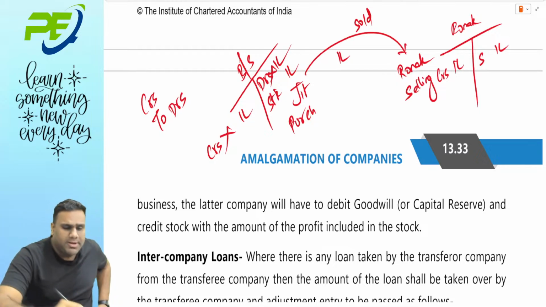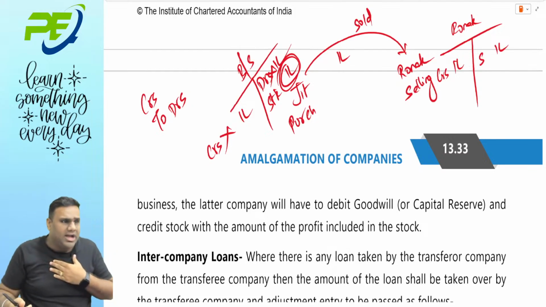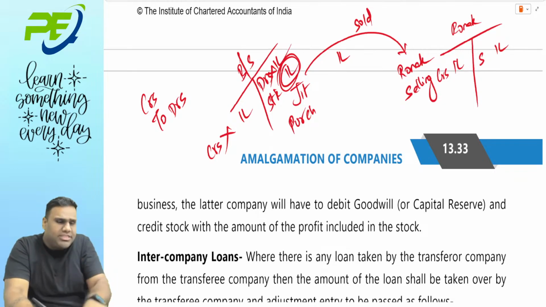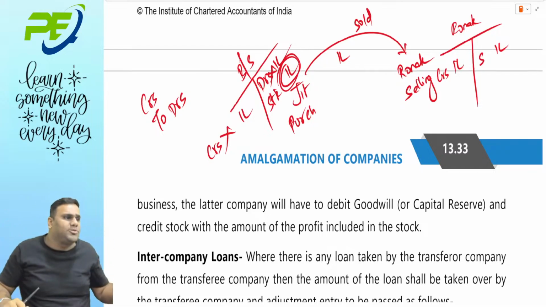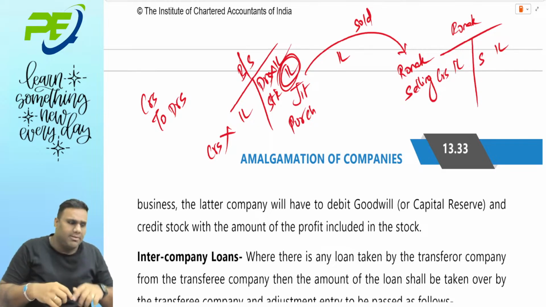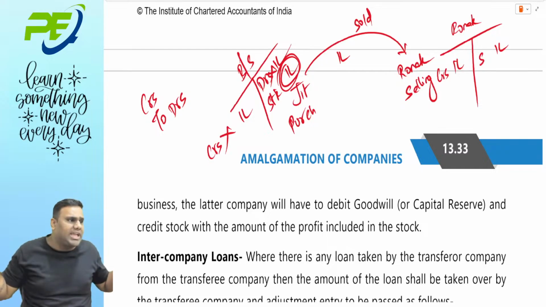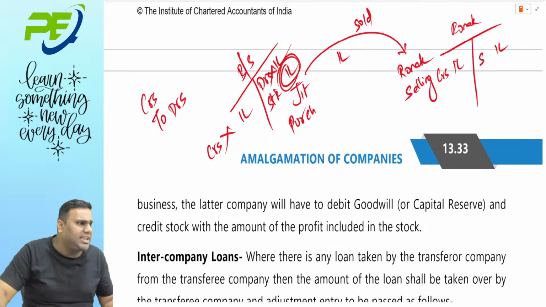Now, the next problem: stock of 1 lakh. When I sold stock to Ronak, I would have sold at a profit. So that profit is included in this 1 lakh. That has to be removed. How it will be done? When we do the problem, I'll help you with the numbers. But remember one thing: for intercompany owings, debtors and creditors, you will cancel. And in the stock, you will remove the profit element. Is it clear?